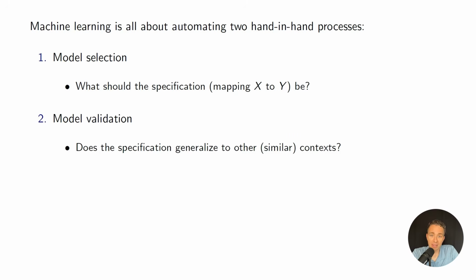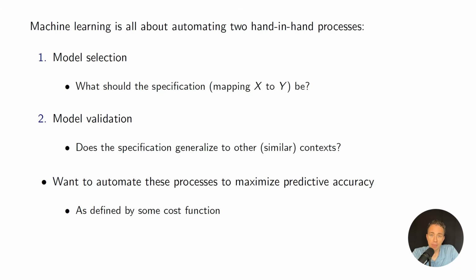And then the second process, which we've talked about in the past in this video series, is called model validation. This is just a question of how well the particular specification that we chose generalizes to other similar contexts. And in machine learning, we want to automate these two processes in such a way that we get maximum predictive accuracy as defined by whatever our cost function is.